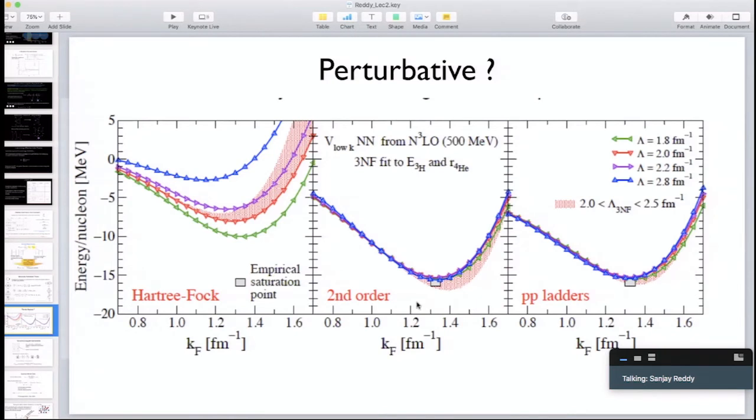And what one sees when you go to, say, second order in the calculation where you introduce two interactions, you see that all of these curves collapse very quickly to a single curve, and it's almost independent of the regulator changing from about 1.8 Fermi inverse to about 2.8 Fermi inverse. That's something about 400 MeV momenta, all the way to about 600 MeV momenta.